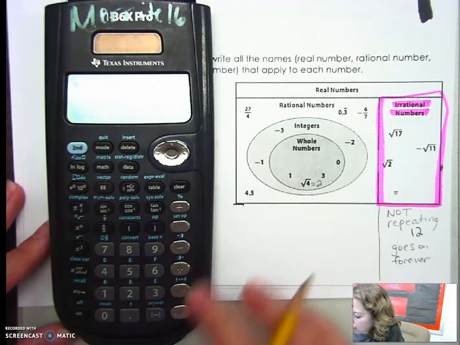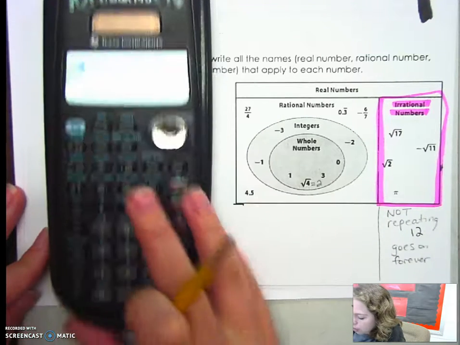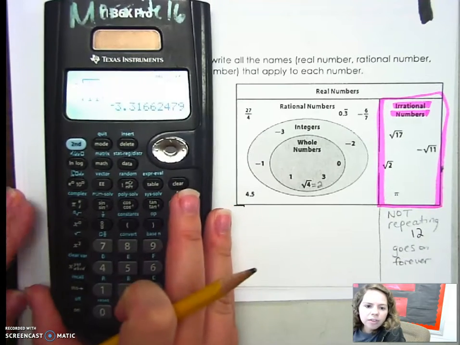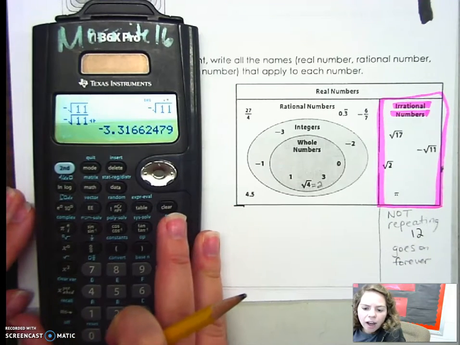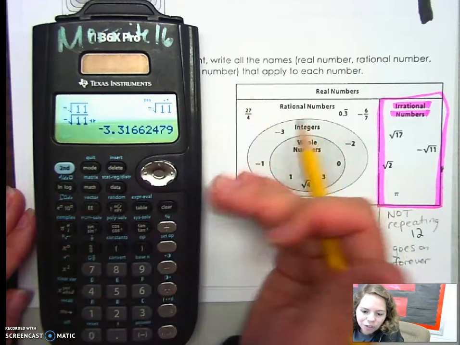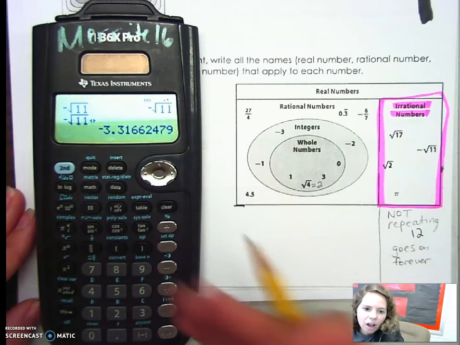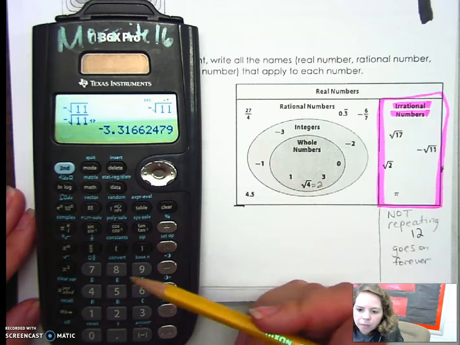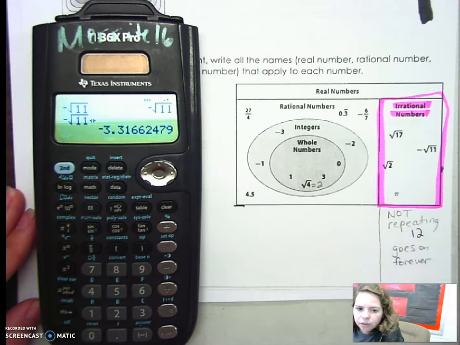And if I wanted to check, I take a peek at negative square root of 11. It comes out the same way. It looks like it's going on forever. The calculator just doesn't have enough room to show forever. But those digits aren't repeating: 3, 1, 6, 6, 2, 4, 7, 9, those don't repeat. So it falls under that same thing we just wrote down.